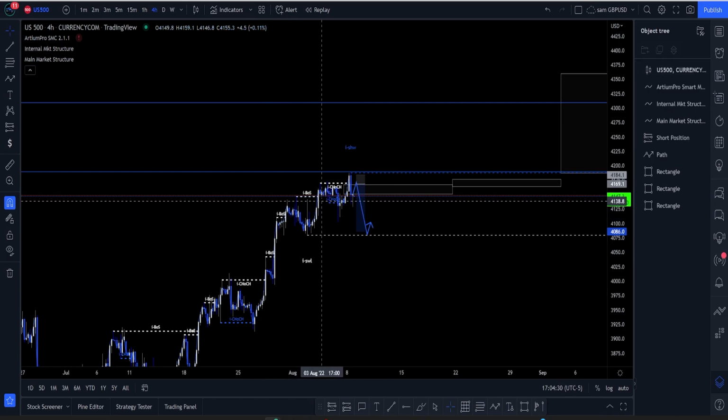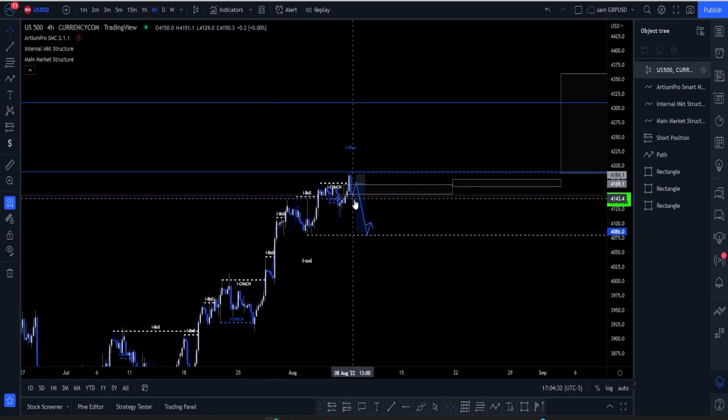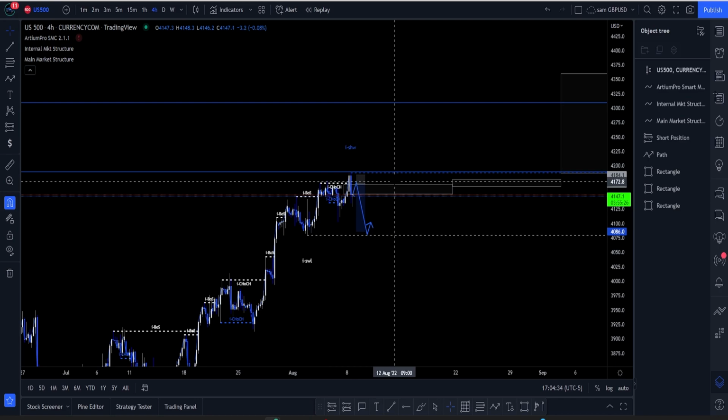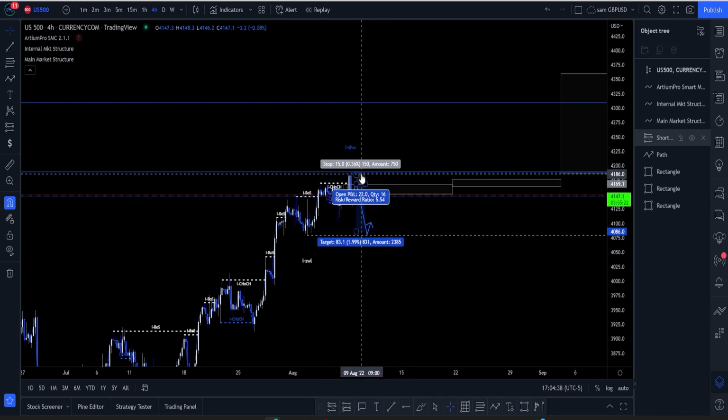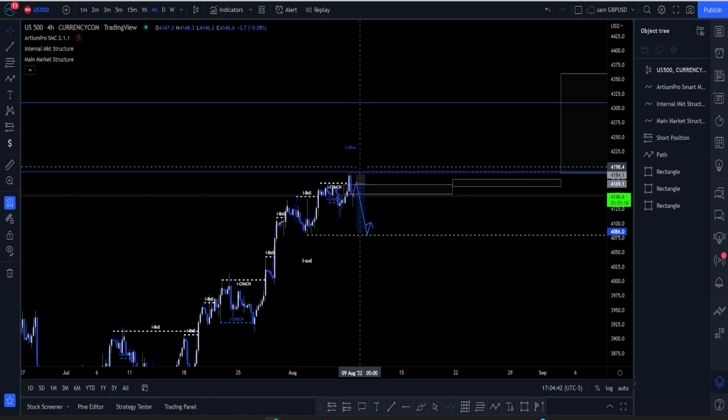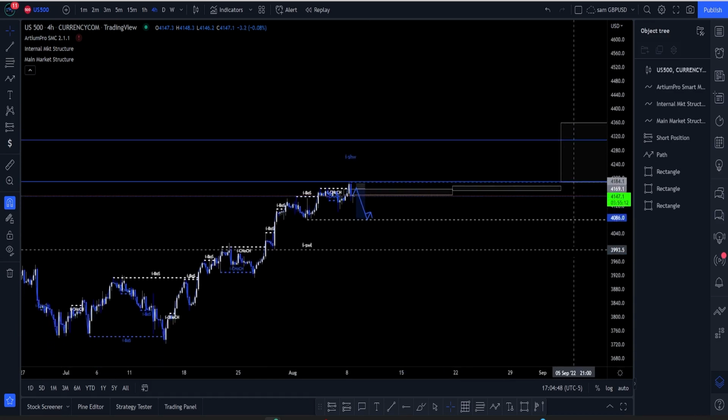Right here's your first top, second top. It's probably going to go down and at least create one more. Doesn't mean it has to, and that's the reason why you have your stop losses. If it breaks up right here, you're waiting for your next pattern to form to take your trade.